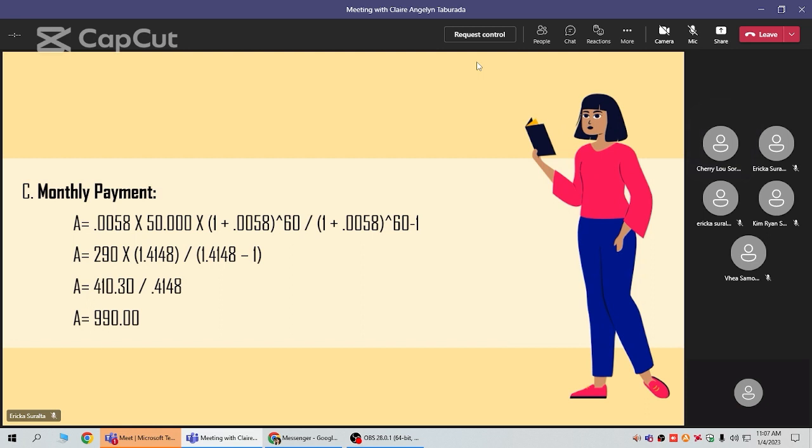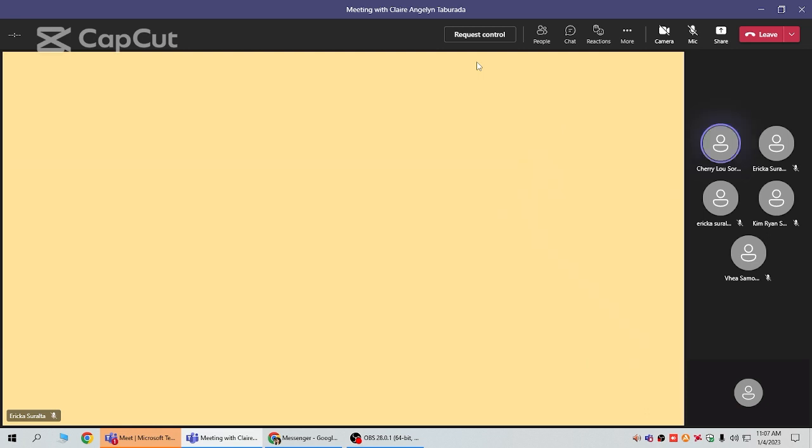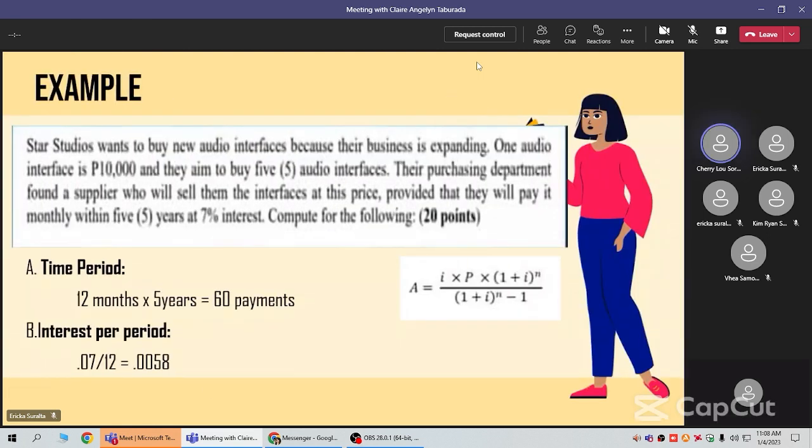So for the time period, we have to multiply 5 years by the number of months per year. So 12 months in 1 year times 5 years equals 60. So 60 payments. Therefore, Star Studio will pay 60 payments to pay the loan.